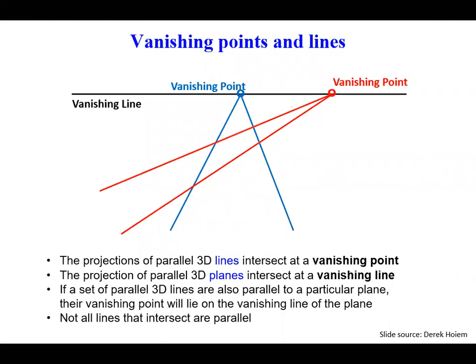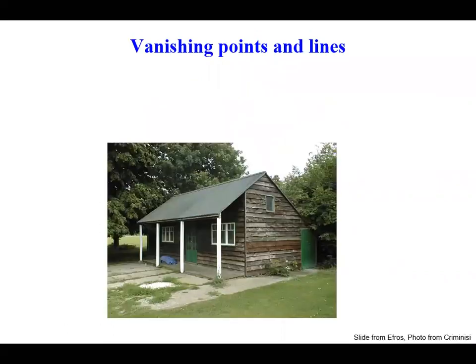However, not all lines that intersect are parallel. So this means that if I do see intersections between two lines, that doesn't mean that it always refers to parallel lines. Okay, so can we see another example of that?